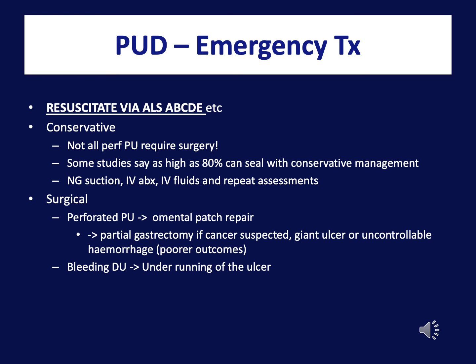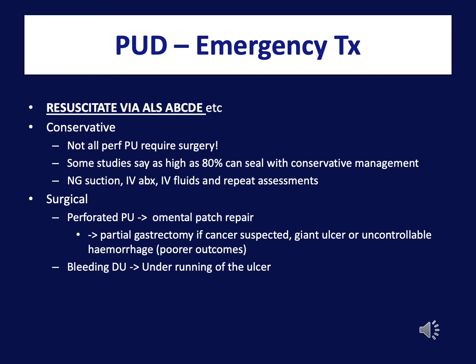What is conservative management? So NG tube with suction, very important. IV antibiotics to cover for anaerobes as well, so metronidazole, and then IV fluids, and most importantly, repeat clinical assessments to ensure there's no deterioration. Anyone can say fluids, antibiotics, and NG, but a repeat assessment makes you stand out. So surgical management. Most perforated peptic ulcers are managed with omental patch repair. So basically, a part of the omentum is just sewn on to cover the defect.